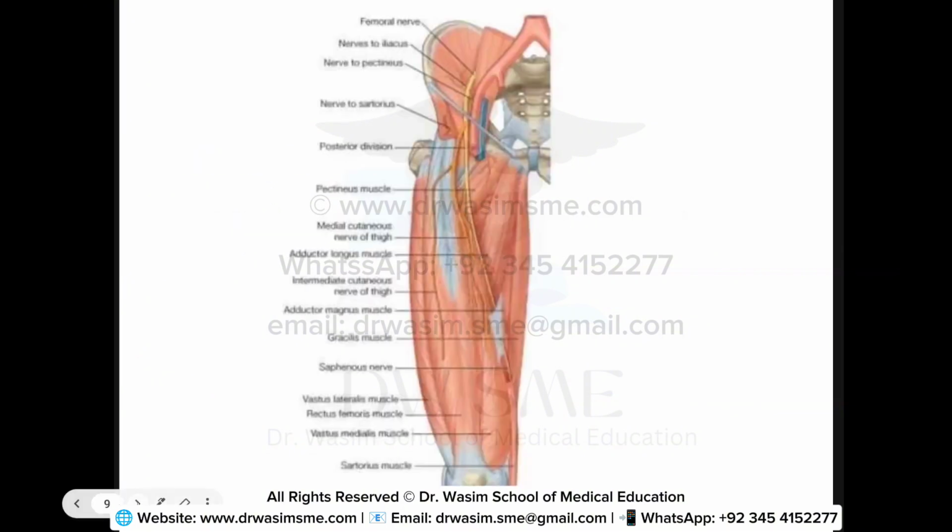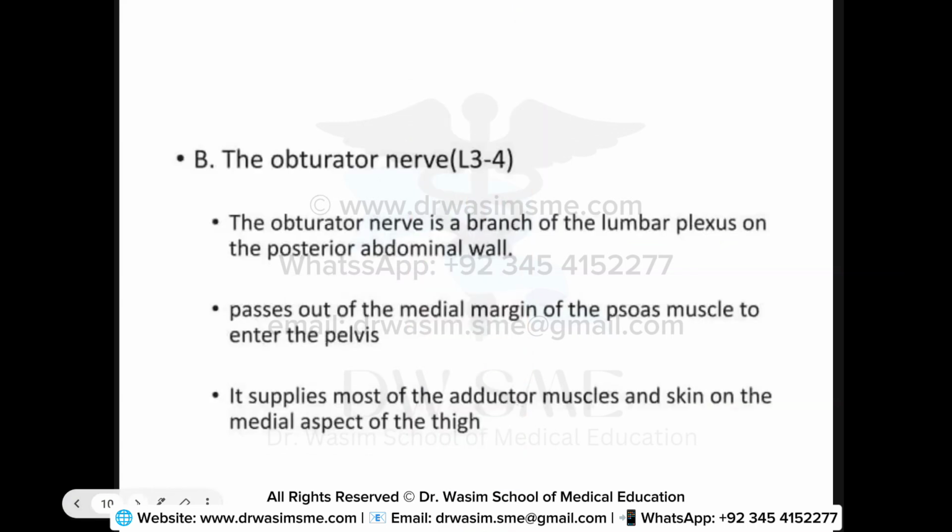So this is again the diagram to have a better idea about the femoral nerve. So next up we have the obturator nerve. Now regarding the obturator nerve, it has a root value of L1 to L3. It is also one of the branches from the lumbar plexus, which is present on the posterior abdominal wall.